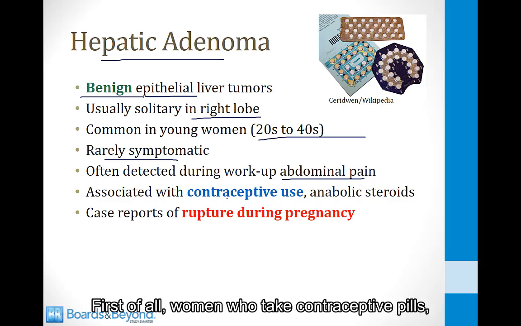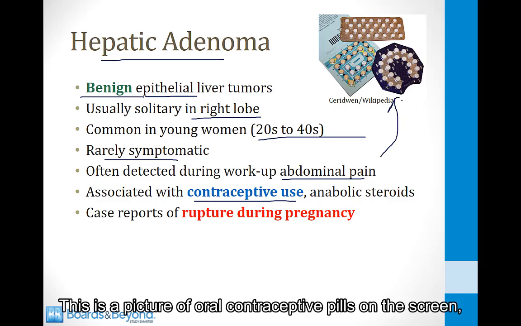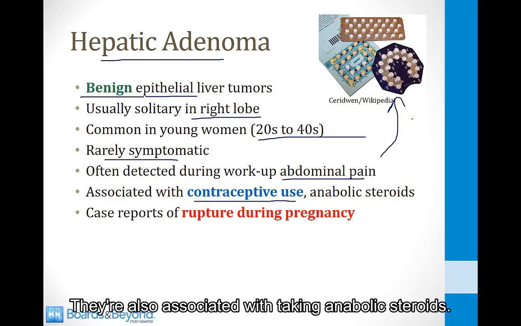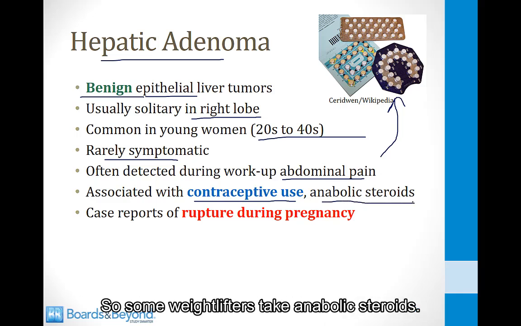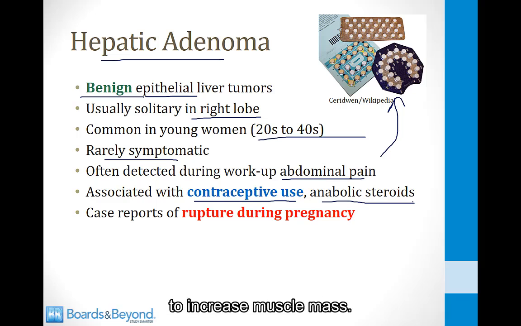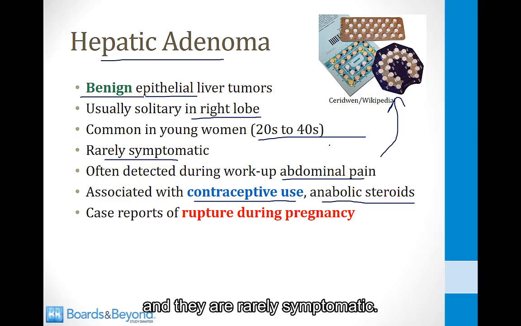First of all, women who take contraceptive pills often develop hepatic adenomas. This is a picture of oral contraceptive pills on the screen to remind you of this fact. They are also associated with taking anabolic steroids. So some weightlifters take anabolic steroids. Also, some transgender individuals take anabolic steroids to increase muscle mass, and these groups of patients are at risk for hepatic adenomas. Now, as I mentioned, these tumors are benign and they are rarely symptomatic.